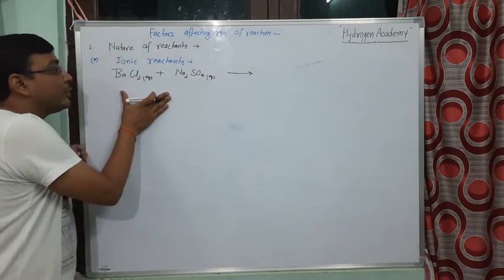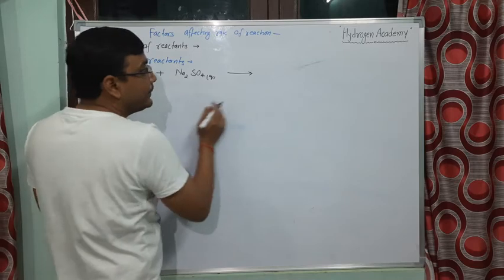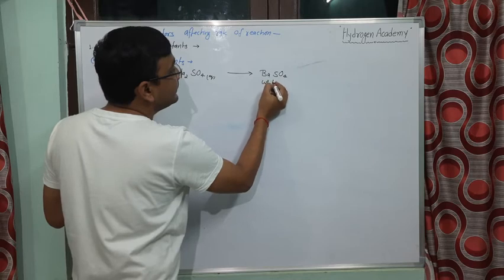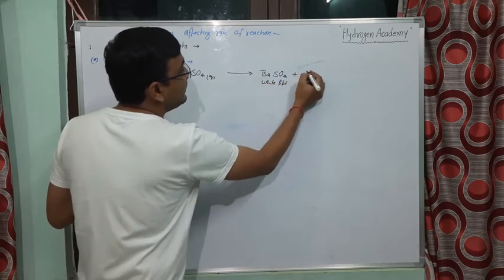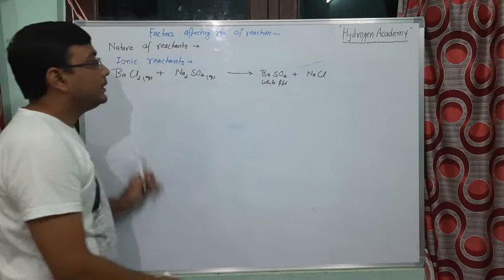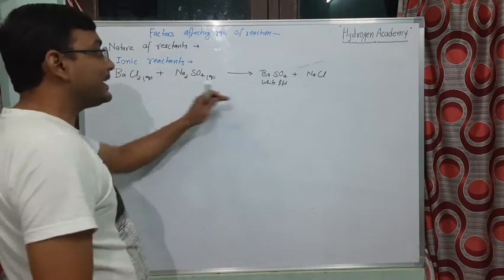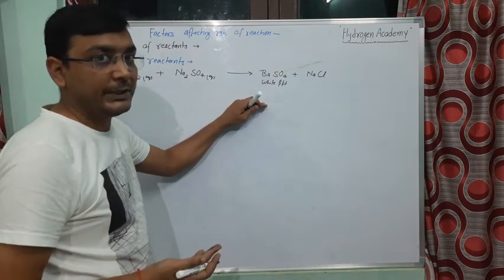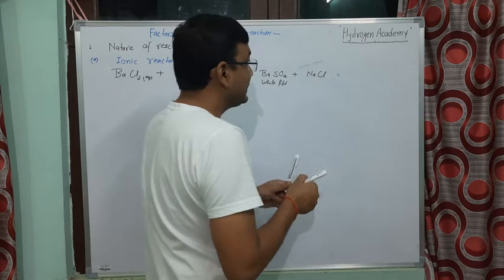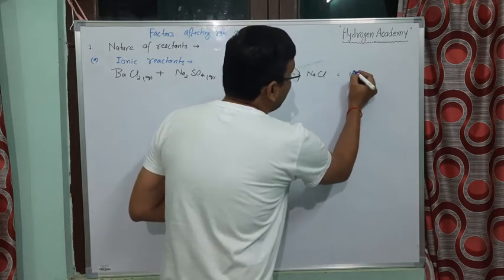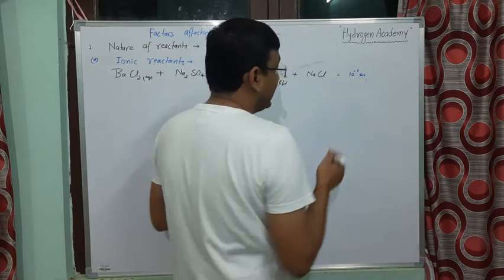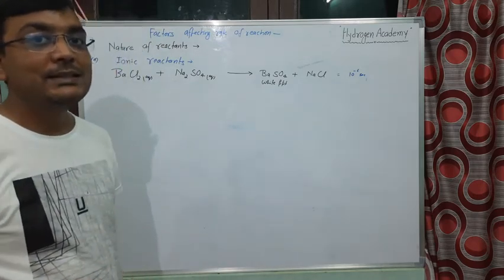So after mixing barium chloride aqueous solution with sodium sulfate aqueous solution, we will get barium sulfate, which is white color precipitate, plus NaCl. Dear student, do you know this reaction takes place with very fast speed? It is observed that it gets complete in near about 10 to the power minus 6 second.